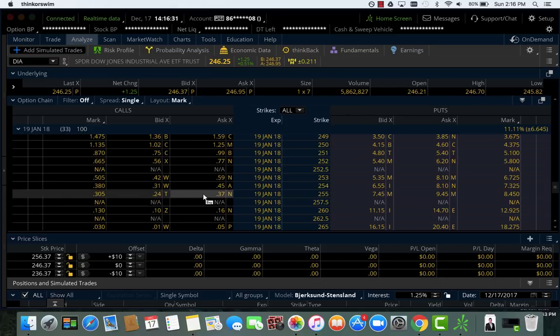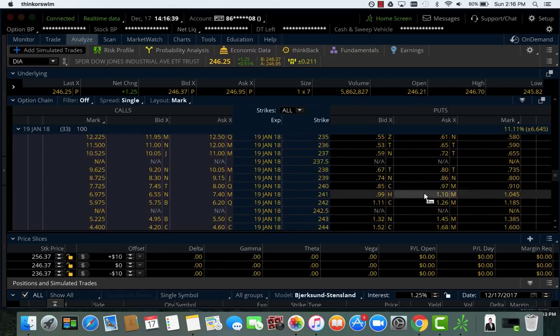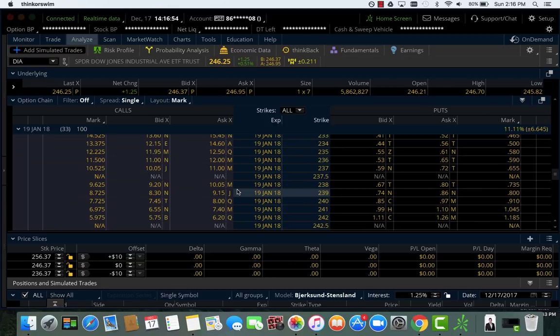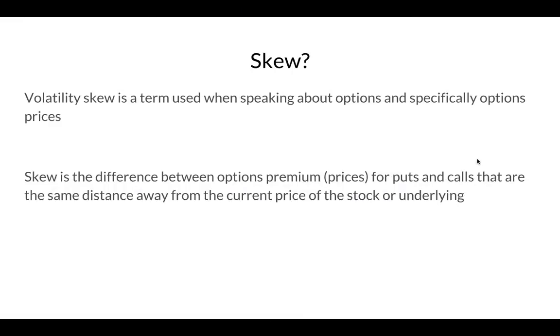Right now, the price of the 255 strike is about 30.5 cents. However, if I go down to the 236 put, it's 59 cents. So it's a little bit more than 75 cents more than the price of the call that's the same distance away. Remember, the call that's $10 away is about 30 cents. And the put that's about $10 away is 59 cents. So it's about half of the price of the put. That is normal volatility skew. And we'll explain here why in a second.